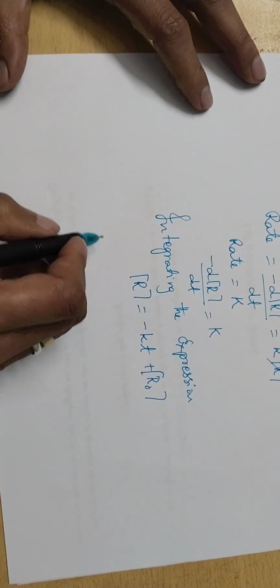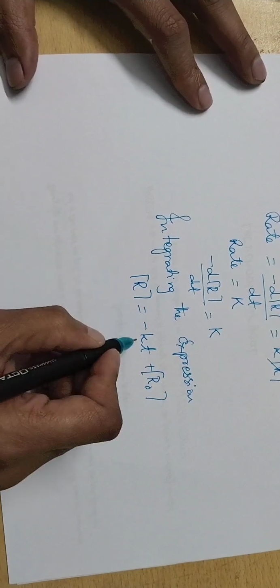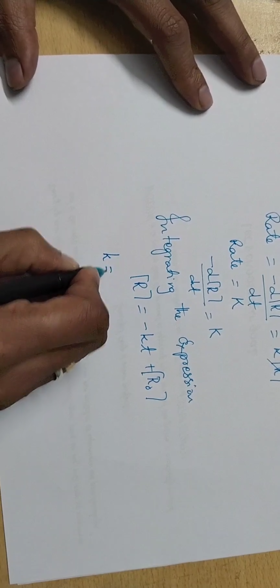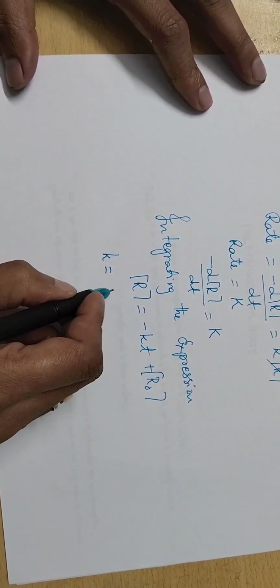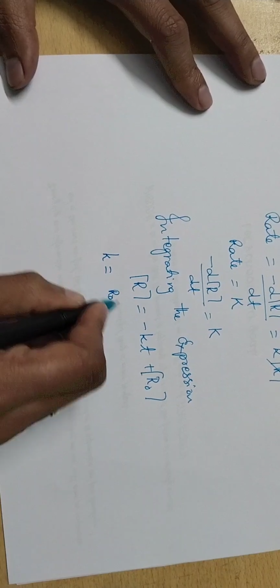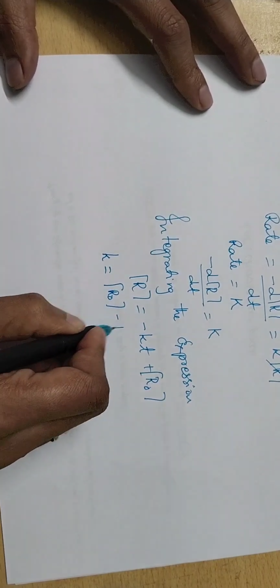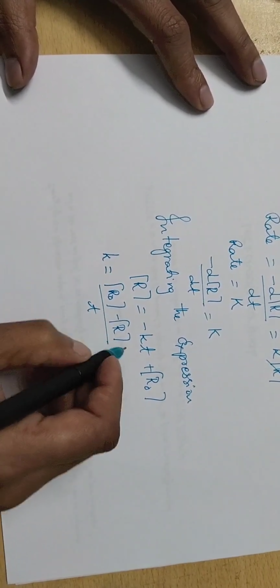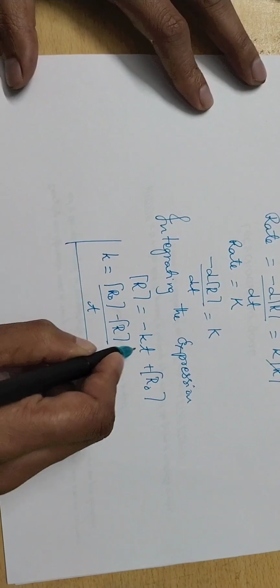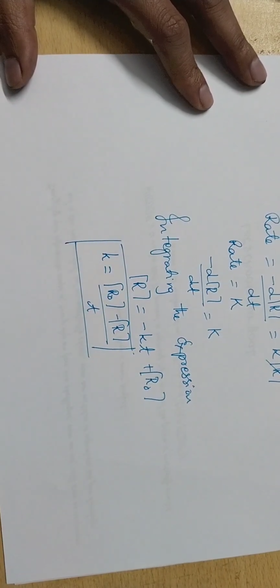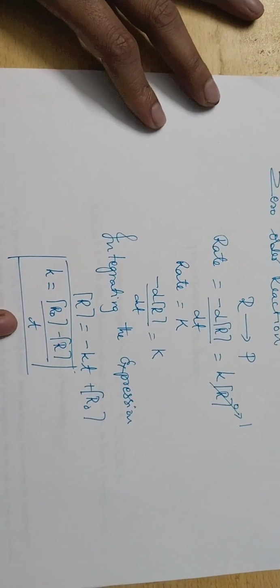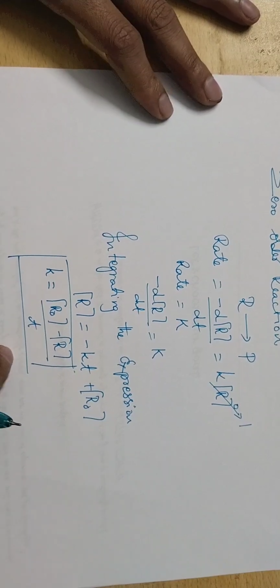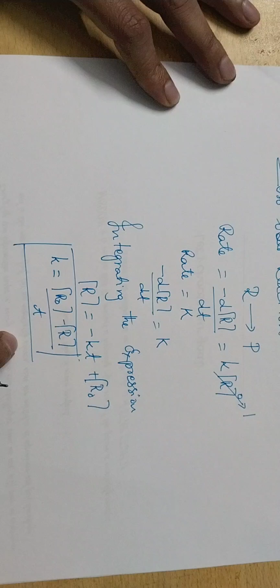For getting the value of k, the rate constant, I have the equation k is equal to R naught minus R divided by t, an expression which we use for our problems, which has to be remembered by us. So this is for zero order reaction. This expression can be used only if the reaction has been mentioned to be of zero order.